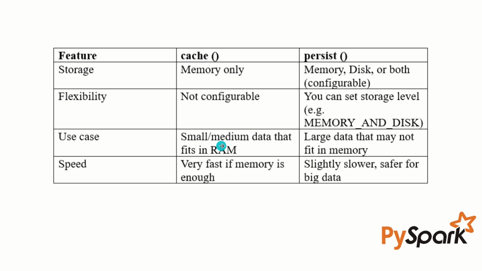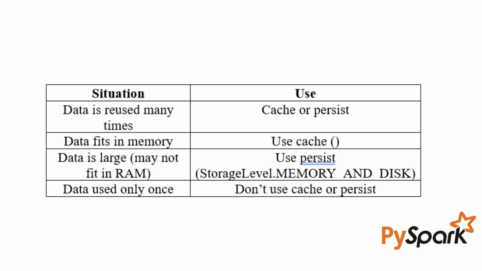Use case: cache can be used when we have small or medium data that can easily fit in your random access memory. And we use the persist method when we have large data which may not fit in memory, right? Speed: obviously very fast if memory is enough. It's slightly slower, but safer for big data. Obviously we know that when we make use of RAM, we have a faster speed. When we talk about a disk, we say that it's slower to access. So the same concept applies here as well.